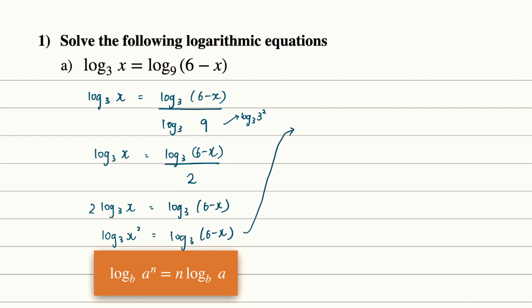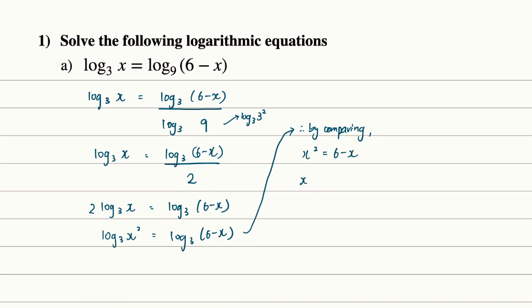Our objective here is to make sure that the coefficient in front of the log is 1 and that the bases are the same. And by doing so, we can straight away employ this comparison method. So therefore, by comparing both sides of the equation, we will have x squared equals 6 minus x. x squared plus x minus 6 is equal to 0. By factorizing this quadratic equation, we will have x minus 2, x plus 3 is equal to 0, and x is equal to 2, or x is equal to minus 3.